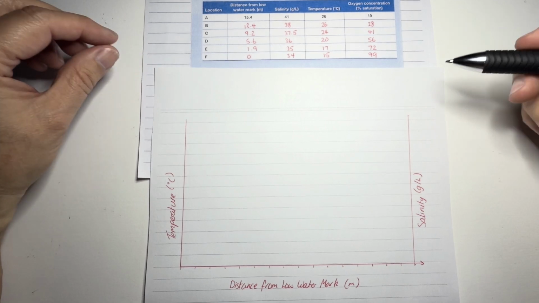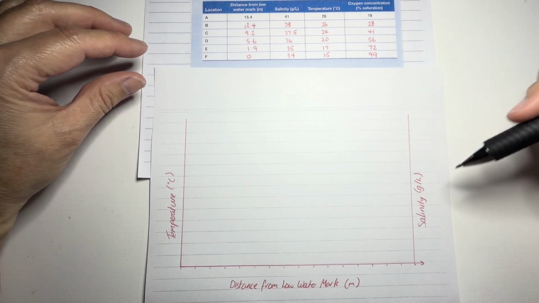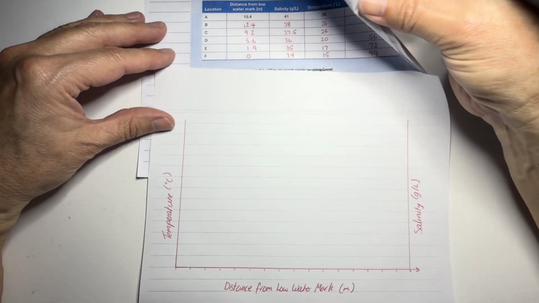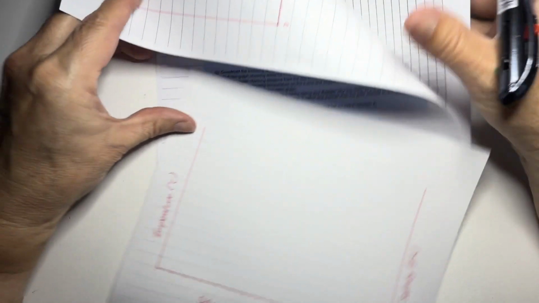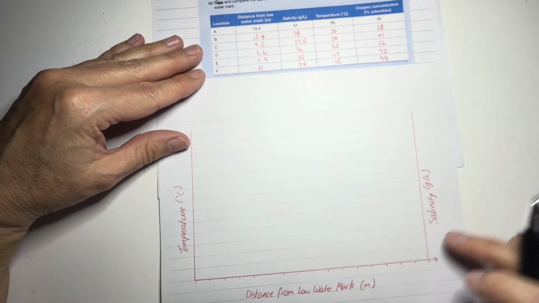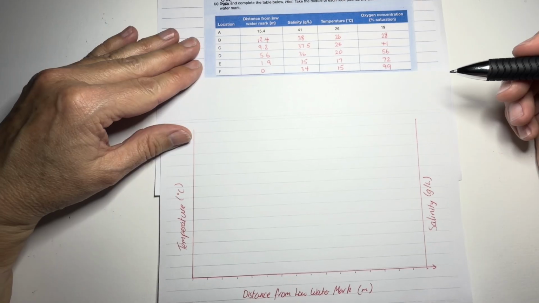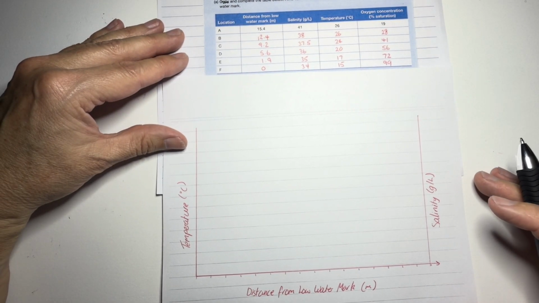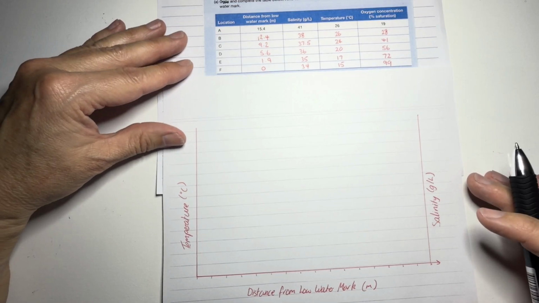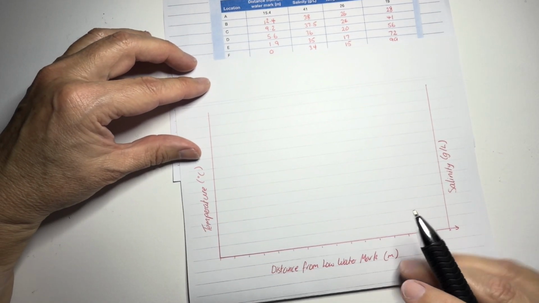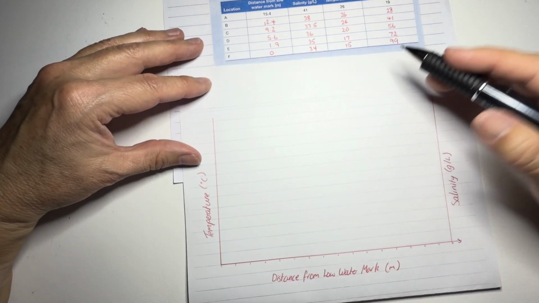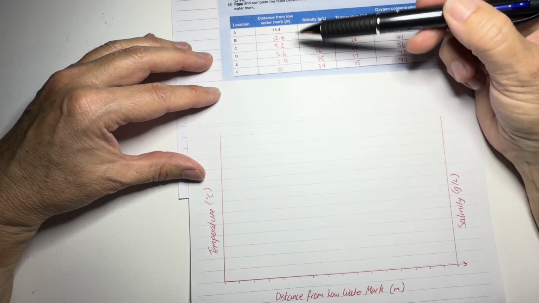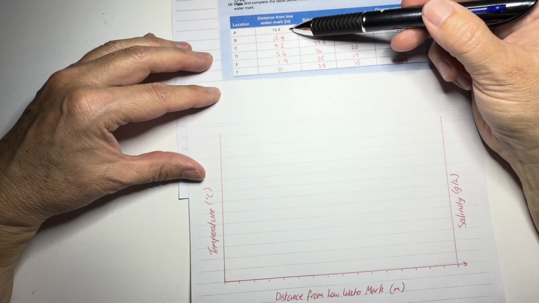Now, to decide on my scale for each axis, because I'm going to use the grid paper on this side, I have to consider the ranges of my data. So the range is the lowest value to the highest value. Okay, so the distance from the low water mark, it's this data here. The lowest value is 0 and the highest is 15.4.